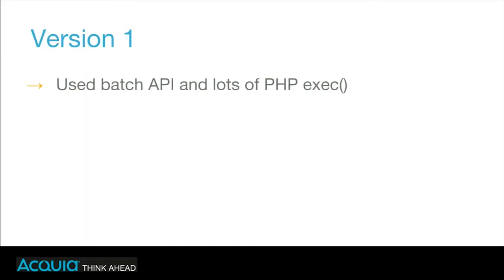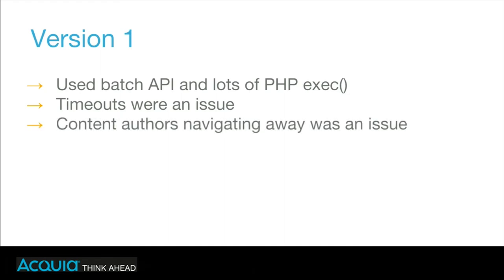So version one has actually gone through a complete rewrite already. Version one used the batch API and everyone's favorite, PHP exec. And it worked for a while, and then the database got bigger and bigger and bigger, and single tasks were actually causing batch API to freak out. The temporary solution was, hey, let's just increase the web timeout to 120 seconds. What could go wrong, they said.